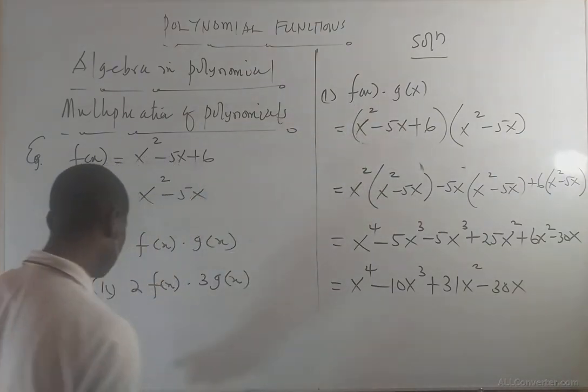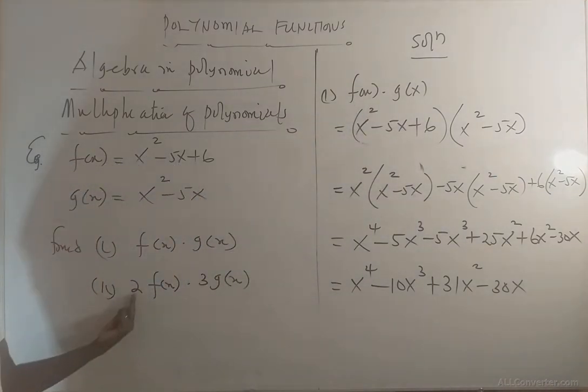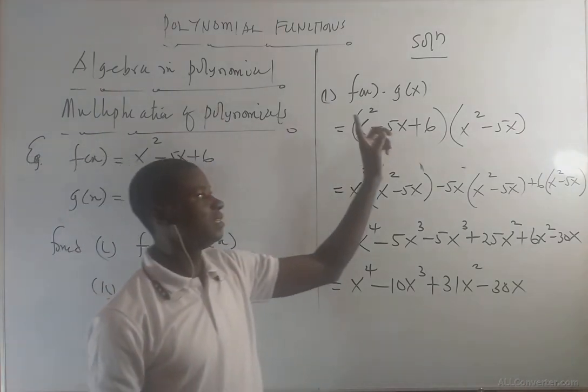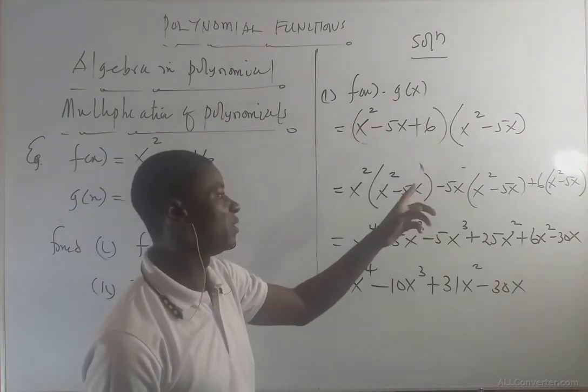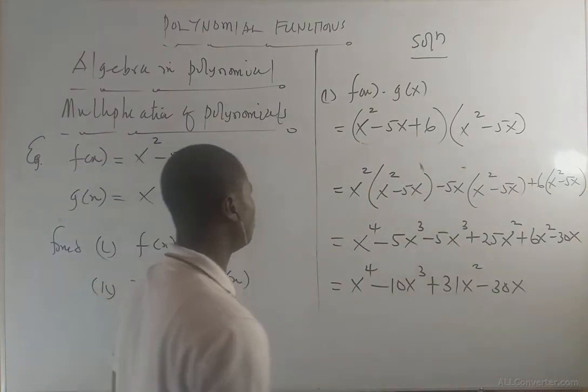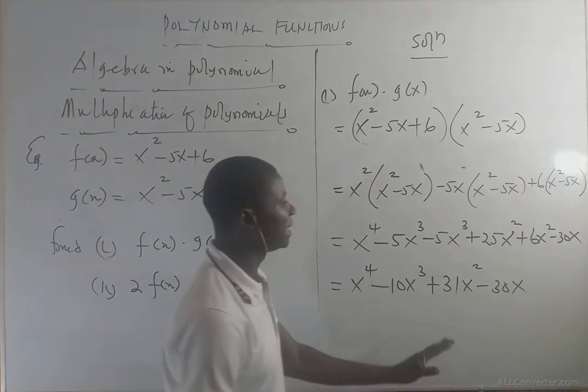So when we look at the second question, you multiply 2 by the f of x. When you are done, you multiply 3 by the g of x. Then you simplify. That is all. But take note, with the multiplication of polynomials, the first law of indices is very important here. When you have numbers or variables of the same base multiplying, what we do is we keep one of the bases constant, then we add the exponents together.